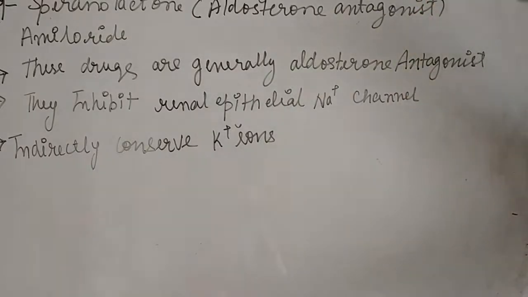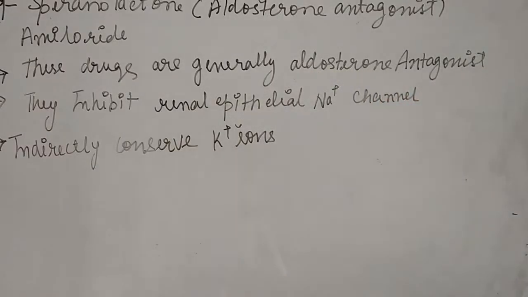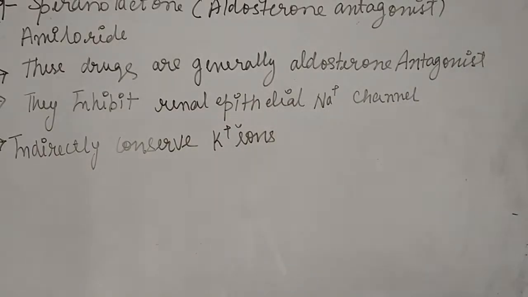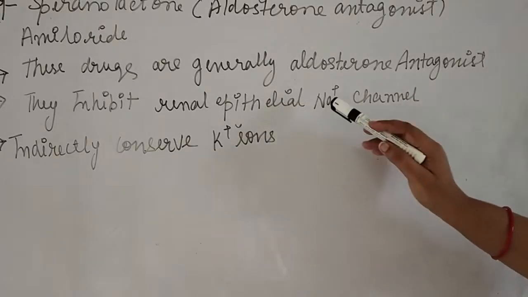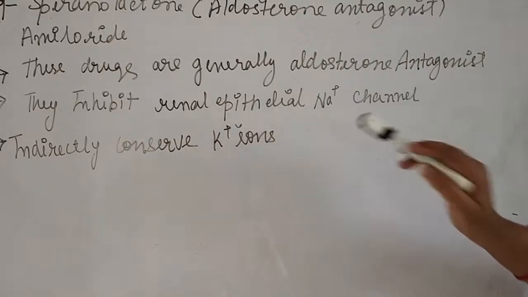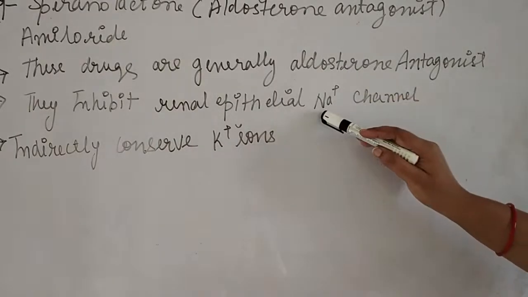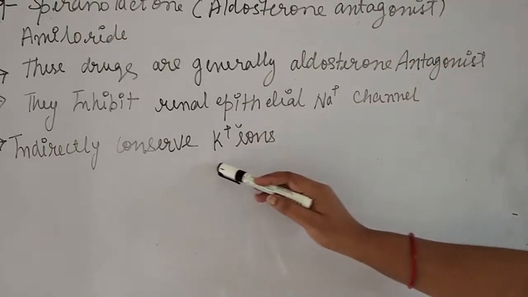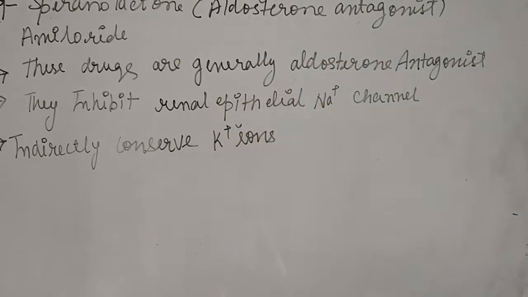Generally these potassium sparing diuretics are aldosterone antagonists, meaning they will antagonize the effect of aldosterone, and they also inhibit the sodium channel to prevent the reabsorption of sodium. When they prevent the reabsorption of sodium, the sodium ion reabsorption will not take place in the body and it will be excreted through the urine. If sodium is excreted through the urine, to maintain the electrical potential, the K plus ion or potassium ion will be conserved.